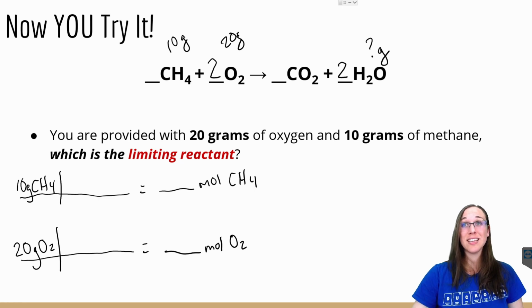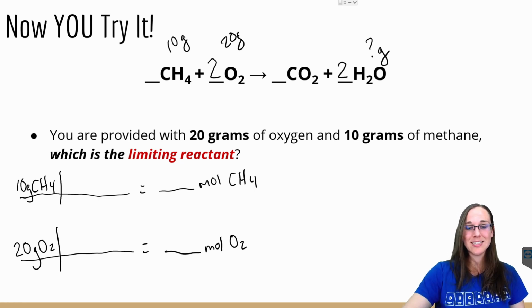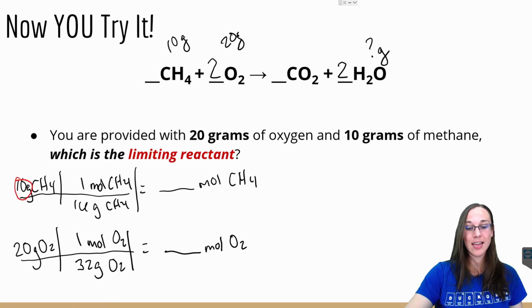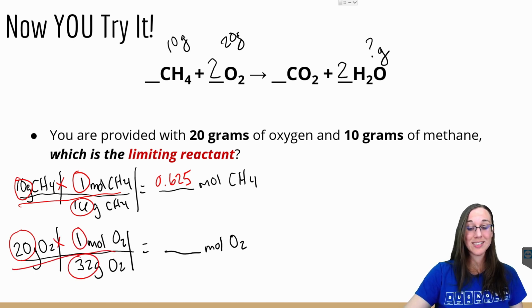Just as before, CH4 weighs 16 grams per mole, and oxygen weighs 32 grams per mole. In our calculator, we're going to have 10 times 1 divided by 16 gives us 0.625 moles of methane. And for oxygen, we have 20 times 1 divided by 32 also gives us 0.625 moles of oxygen. So that was step 2.